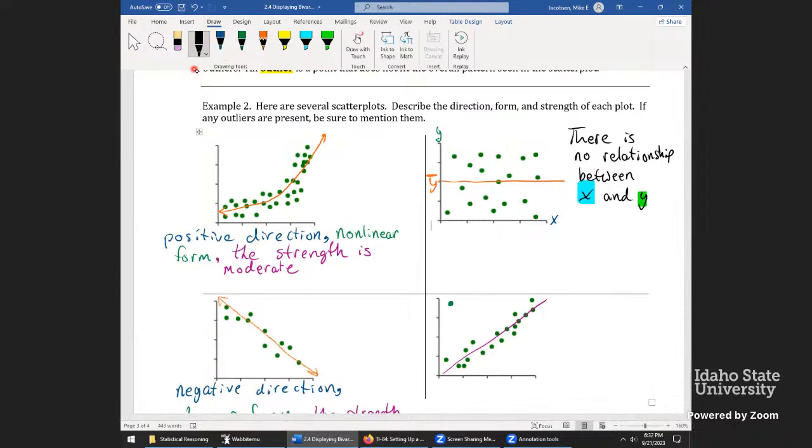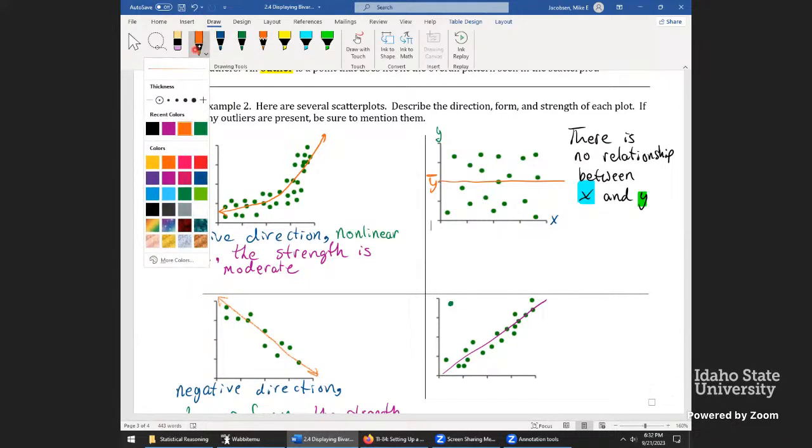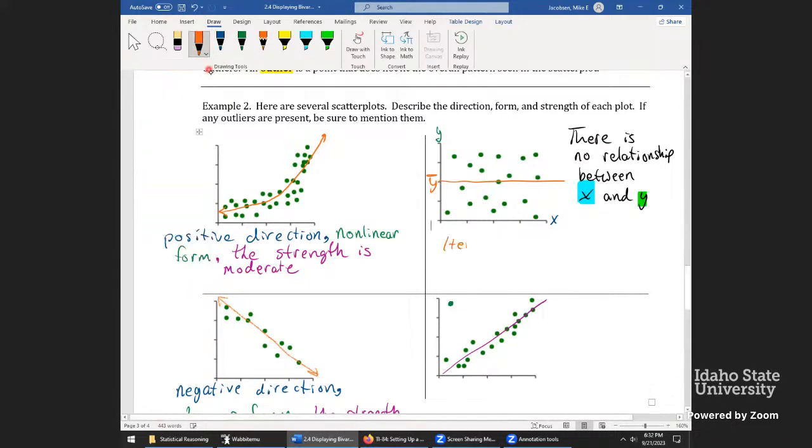Okay, let me add to the notes just so that we have a paper trail for this tricky question. Here, we do not mention direction, form, or strength. Because direction, form, and strength is for a relationship between the variables, and here there was none. Does that make sense to folks so far with these scatter plots?